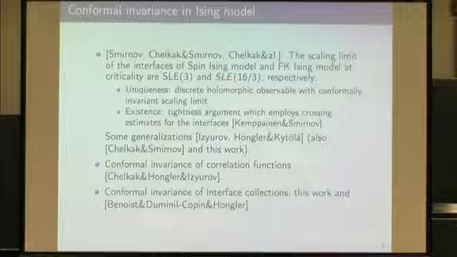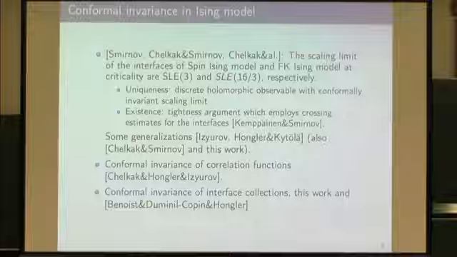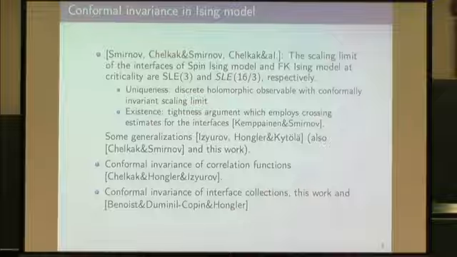how to prove this. For the uniqueness, so basically how to characterize this scaling limit, you use these discrete holomorphic observables and their conformal invariance. And for the existence, you use some kind of tightness arguments. So you need to have some estimates for some kind of crossing events of interfaces. And there are some generalizations for more general boundary conditions. So you have boundary conditions not changing at just 2 points, but maybe 3 points or more.